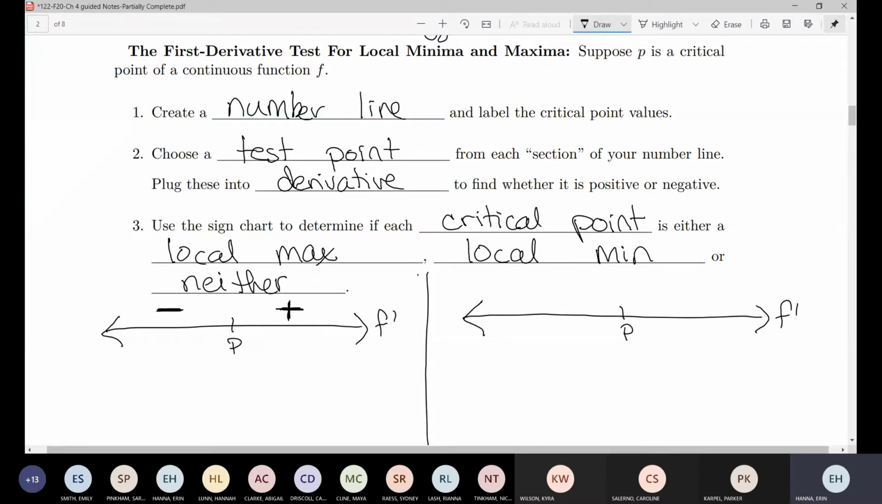Where was I? So if the derivative is negative, the original function is decreasing. So why don't I draw the little decreasing thing?